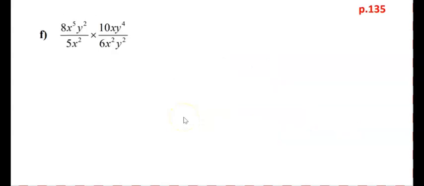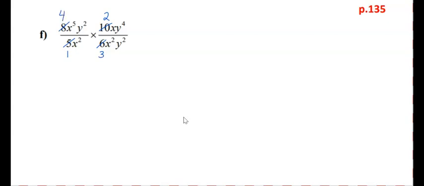Let's put this into action on page 135, question F, where we have multiplications of polynomials. We have them in fraction form. So here we go. We are going to cross-reduce our coefficients. 5 and 10 are both divisible by 5. 5 divided by 5 is 1. 10 divided by 5 is 2. On the other diagonal, 6 and 8 are both divisible by 2. 6 divided by 2 is 3. 8 divided by 2 is 4.